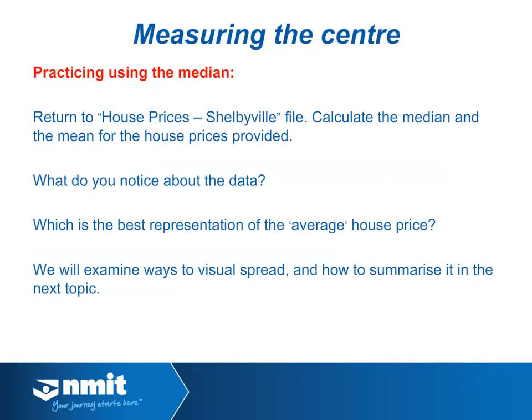So download the House Prices Shelbyville file, which has the data from recent house prices in Shelbyville, and calculate the median and the mean for this data set using the formula we've just learned. Compare the mean and the median to the histogram, the distribution of house prices, and just from your observation of the small data set, ask yourself, what do you think is the best representation of the "average" house price, or most typical house price in that area? Which one do you think would give you the best indication of what house prices are like in this area?